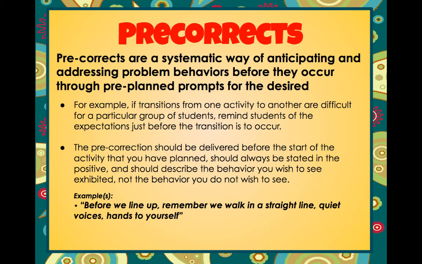The pre-correction should be delivered before the start of the activity that you plan and should always be stated in the positive and should describe the behavior you wish to see exhibited, not the behavior that you don't wish to see. So, for example, if we're getting ready to transition, we would say, hey, before we line up, remember, we walk in a straight line, we have quiet voices, and hands to yourself. And then when we get back from transitioning, we give feedback on how well we walked in a straight line, that we used quiet voices, and kept our hands to ourselves.